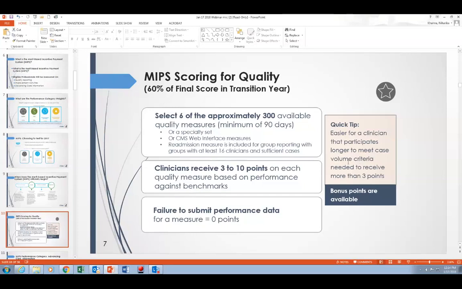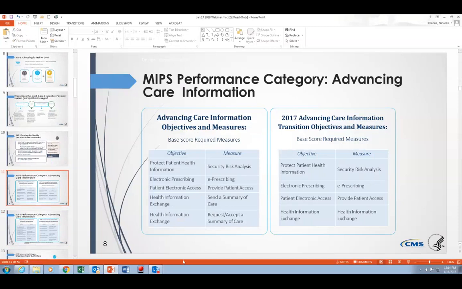There are some bonus points, again, that are available in this process as well. Moving on to advancing care information, there have been a lot of questions that we've been asked around this. Much of this is dependent on the type of EHR that you have. Your EHR will determine whether you have some of the characteristics that are reportable. The basic ones that you want to report on, the first one is a security risk analysis, which is generally something that you would use a vendor for, that is recommended through your EHR. There are also other people in the community that are offering security risk analyses.